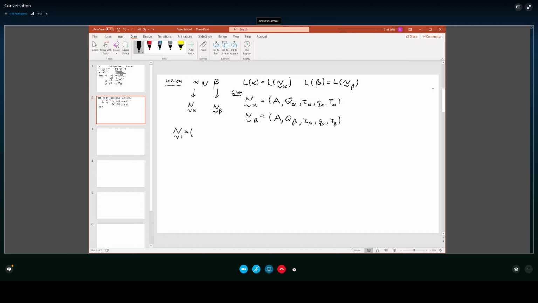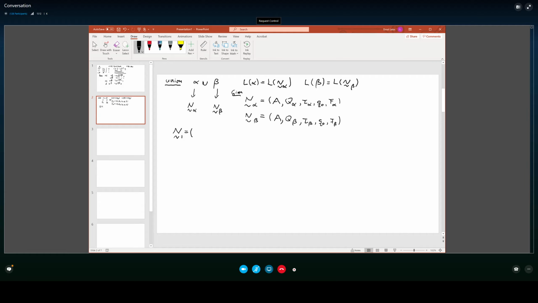With that property, that the language denoted by the regular expression alpha is exactly the language accepted by n sub alpha. The language denoted by the regular expression beta is exactly the language accepted by the non-deterministic finite automaton n sub beta. And now we want to construct the union.